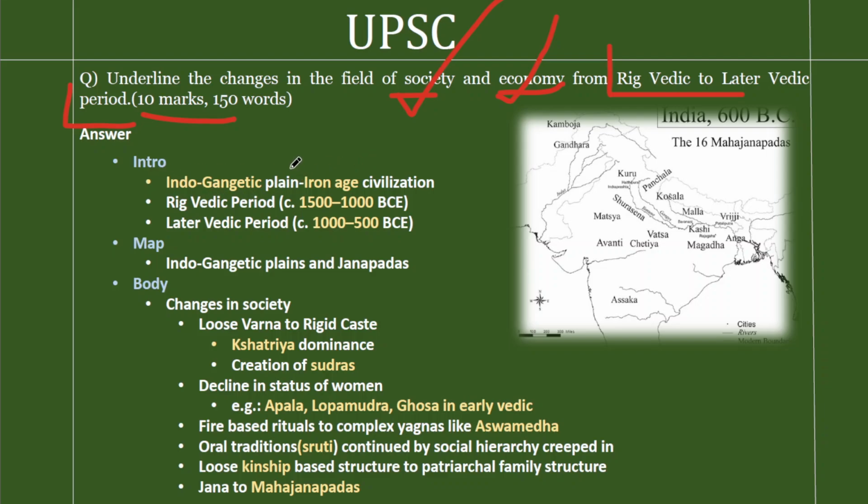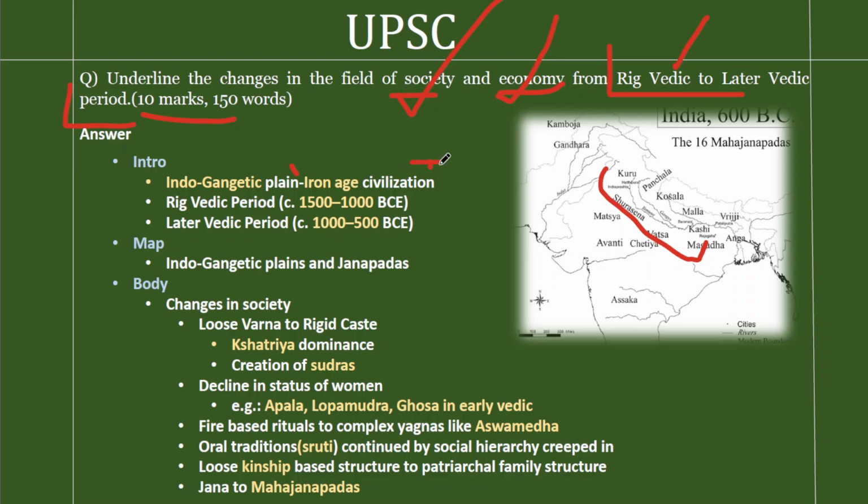Now, Vedic civilization is an Iron Age civilization. It comes after the Indus Valley civilization, which was a Bronze Age civilization, and Vedic civilization is an Iron Age civilization centered around Indo-Gangetic plain. So in the introduction itself, we can give the nature of the civilization and its geographical location, and then we can give the time period of both Rigvedic and later Vedic period. Rigvedic period starts from 1500 BCE to 1000 BCE, and later Vedic period starts from 1000 BCE to 500 BCE.